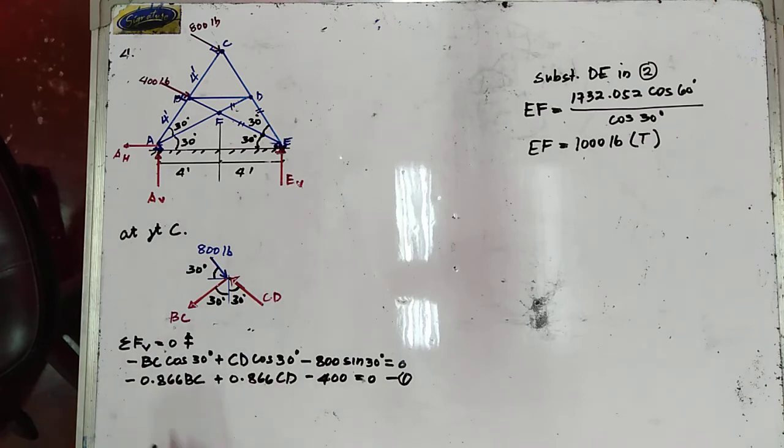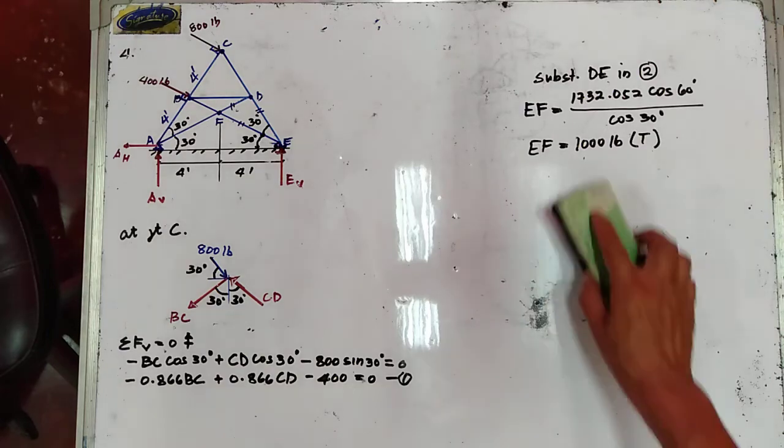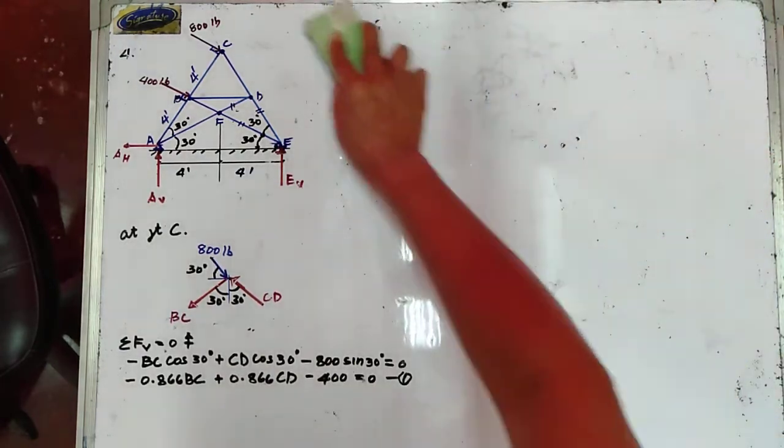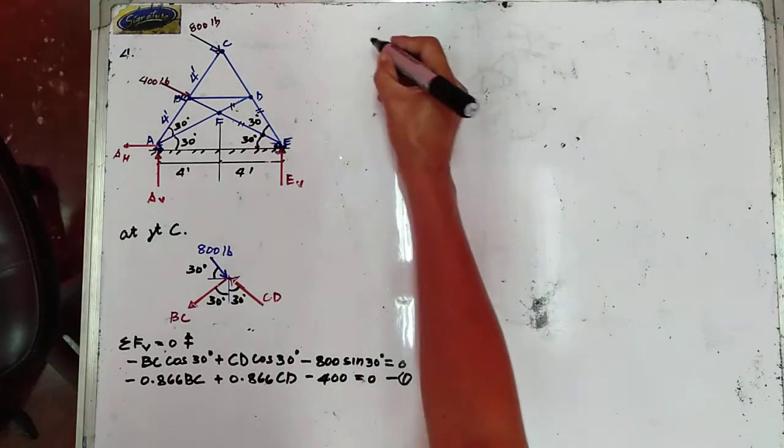Next, summation of forces horizontal is equal to 0.